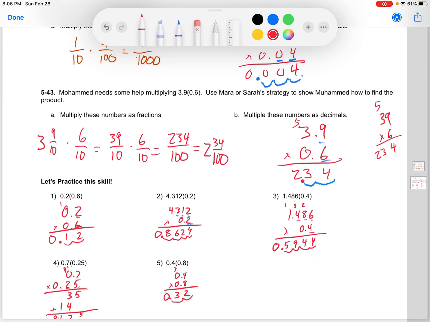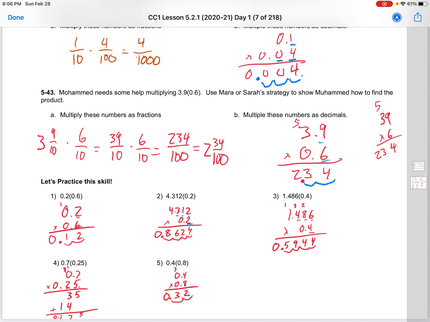Okay, so hopefully you picked up on the pattern, the simple way to start doing decimals, and you can start using that for the future.